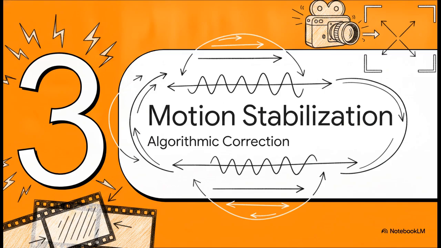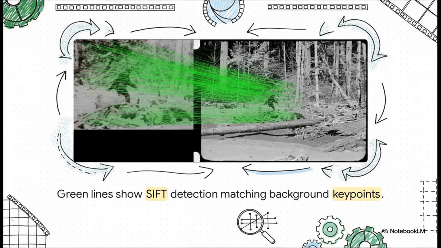Which brings us to section 3, algorithmic motion stabilization. Now we have to tackle that iconic erratic camera shake. To correct that objectively, they brought in the SIFT algorithm, which essentially acts like a digital fingerprint scanner. The algorithm mathematically identifies and matches thousands of static background key points. Think of things like the specific shape of a fallen log or a unique tree branch, and it tracks them perfectly across the different frames.